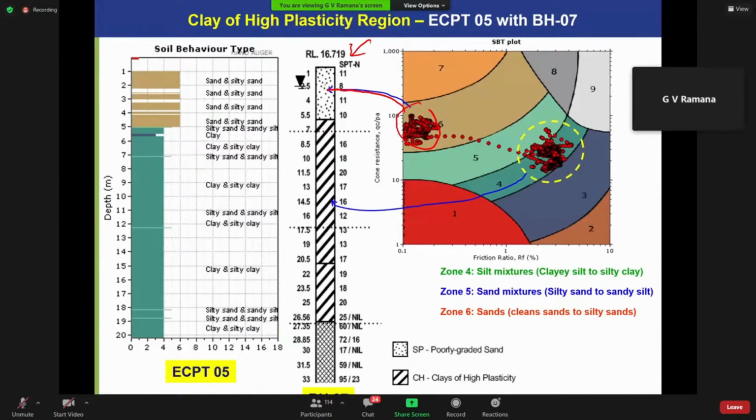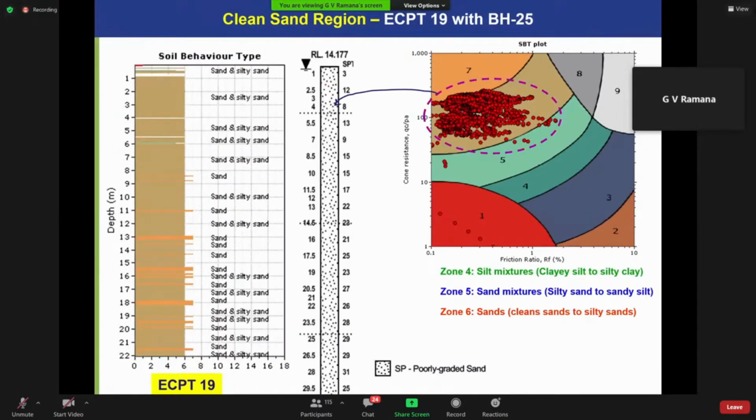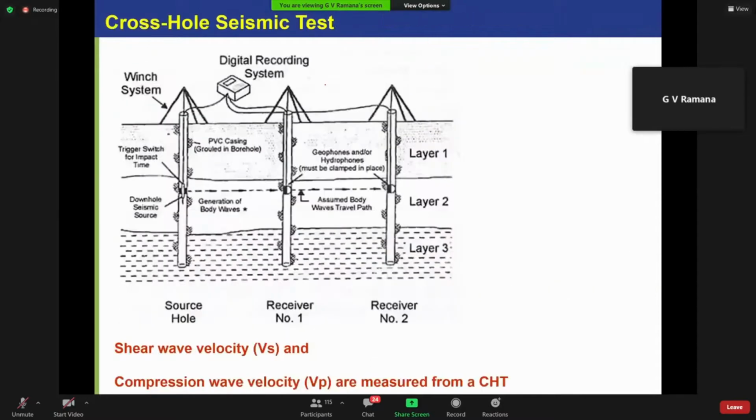This is another place where I'm comparing an ECPT test and a borehole close by, and you can see a remarkably nice match. The only problem with CPT is we can't get a test for carrying out liquid limit or grain size distribution curves.